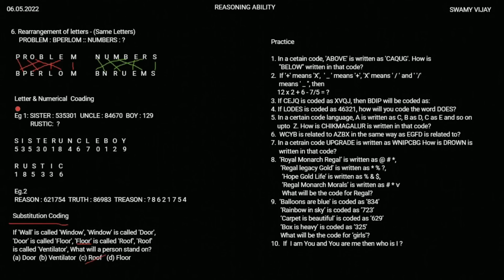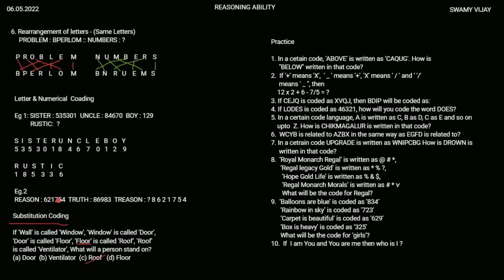In this letter and numerical coding, what happened? They have used letters and numbers to code in a different pattern. That also we have learned. That means we need to know the number allotted to each and every letter, not like A to Z being 1 to 26. This is according to the given question. After that, the last one is substitution coding.